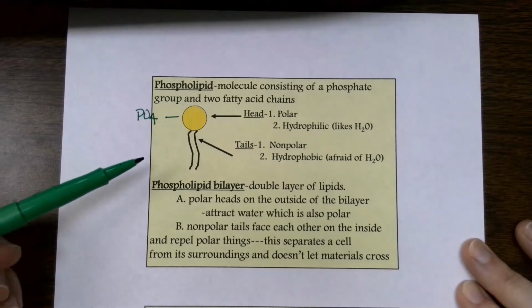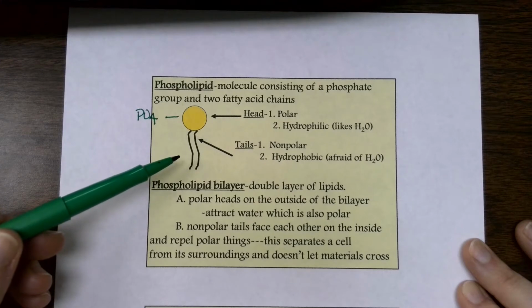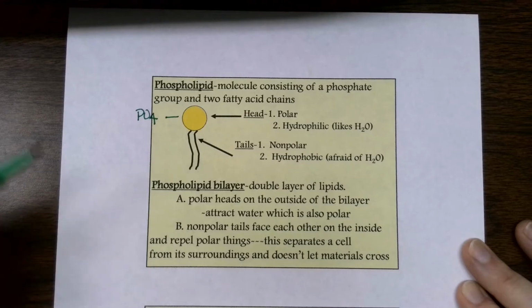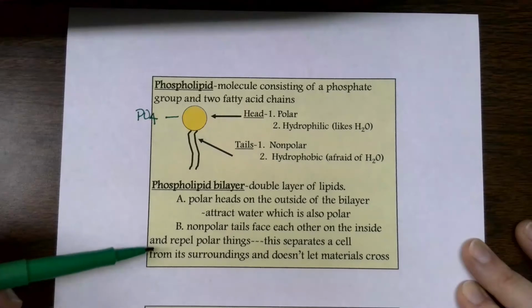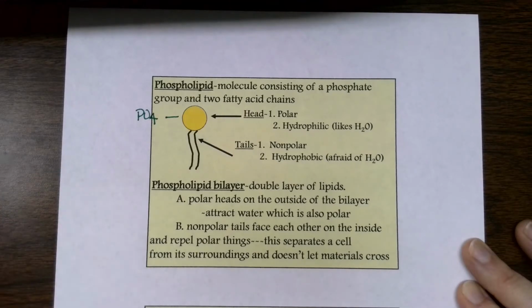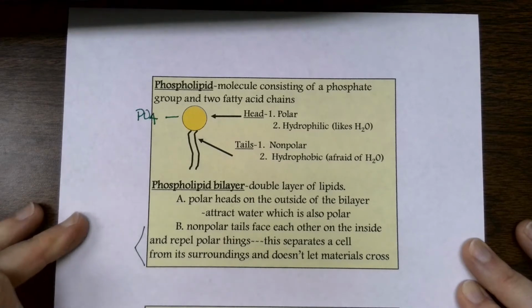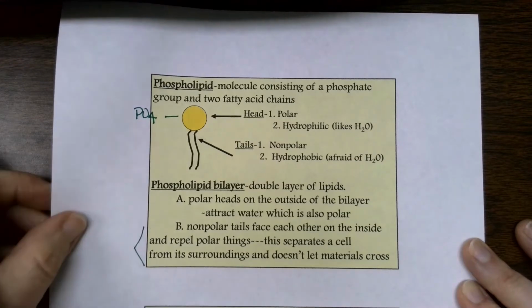So these get organized, and there's another picture on the slide beneath this. These get organized in such a way that the non-polar fatty acid chains that make up the tails face each other inside the middle of the phospholipid bilayer. The heads are on the outside, and that's because they are polar, and they are going to be attracted to water, which is also polar. So the non-polar tails, that is what specifically separates the cell from its surroundings. This is what dictates what can move across the membrane and what cannot move across the membrane. Okay, it's truly the barrier.